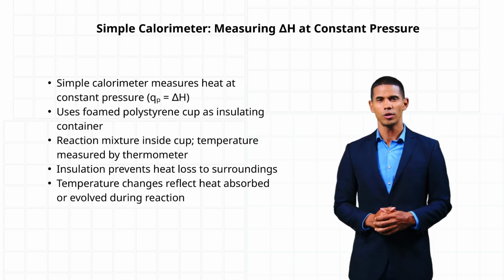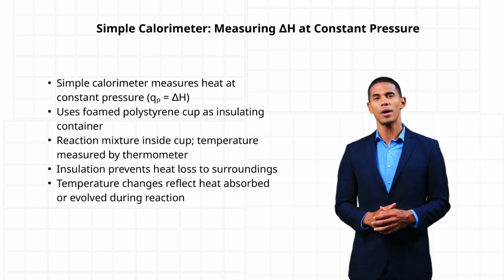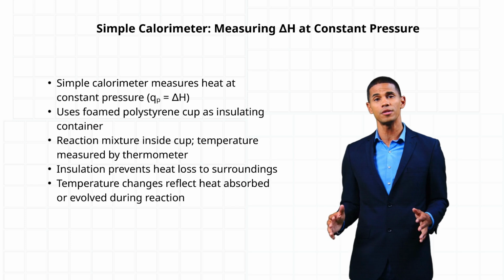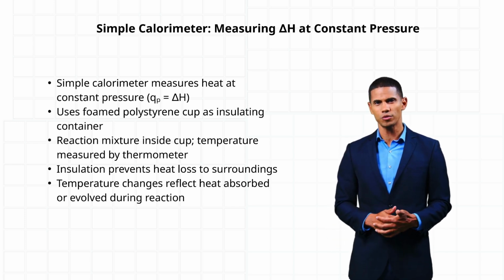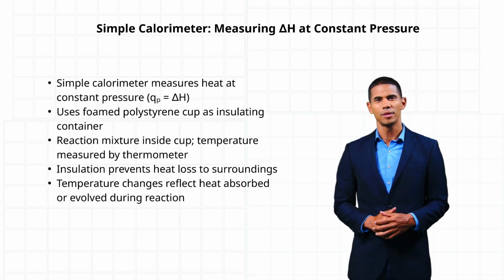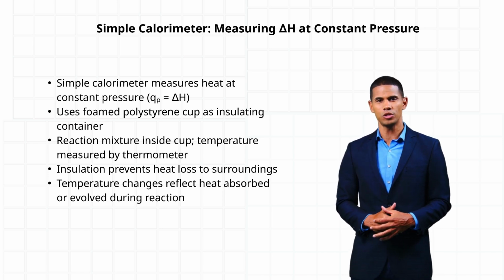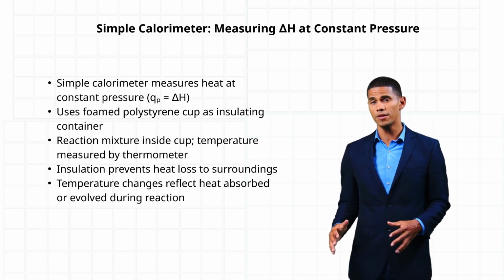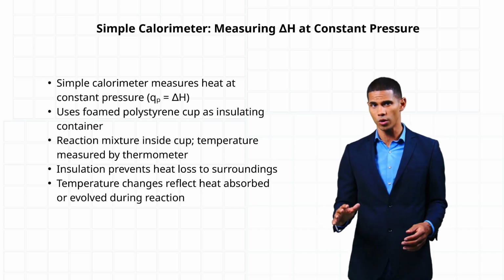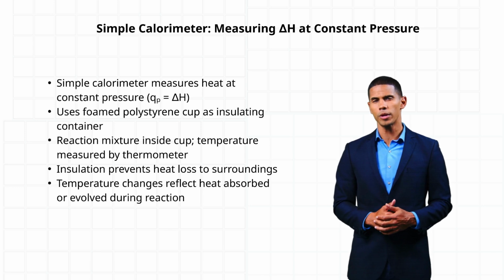Hello, energetic learners. Now let's look at measuring enthalpy change using a simple calorimeter. This consists of a foamed polystyrene cup that acts as an insulating vessel to minimize heat loss. Inside, the reaction mixture where the chemical change happens is placed. A thermometer inserted monitors temperature changes during the reaction. Because the cup insulates well, almost all heat evolved or absorbed by the reaction alters the mixture's temperature.